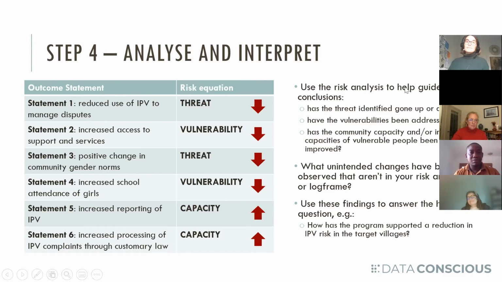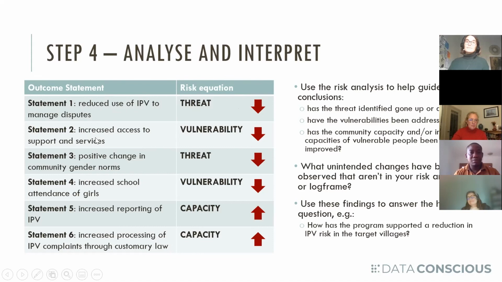The first is to try and use the risk analysis to help guide your conclusions. So the statements that you've got here, are they an indication that the threat has gone up or down, or the vulnerability or the capacity of communities has gone up or down, right? So here, if you've got a statement like, we saw that there's less use of intimate partner violence to manage disputes in this village, well, that's about the threat. The threat has gone down in that case.